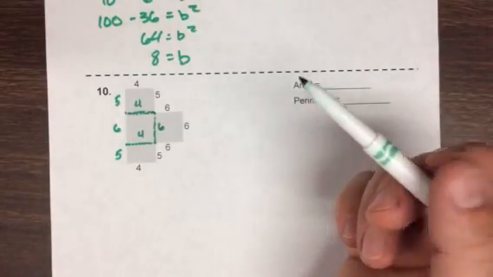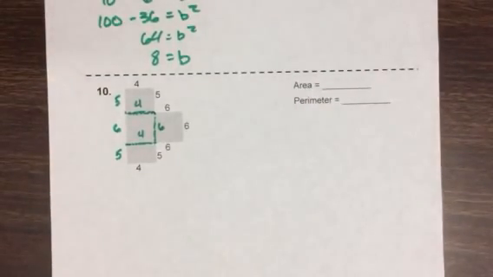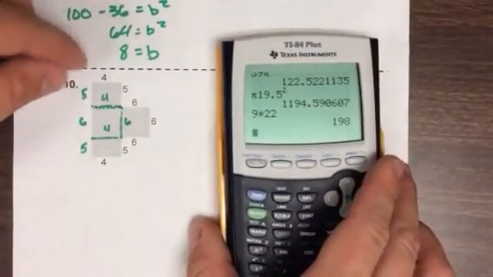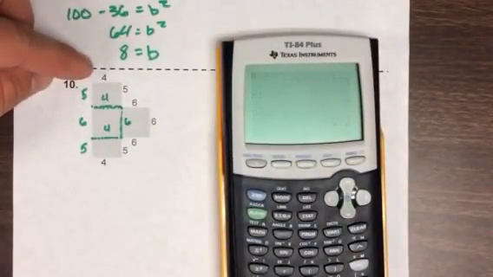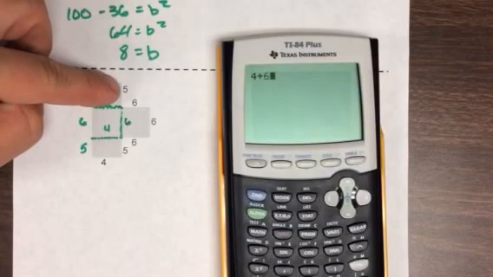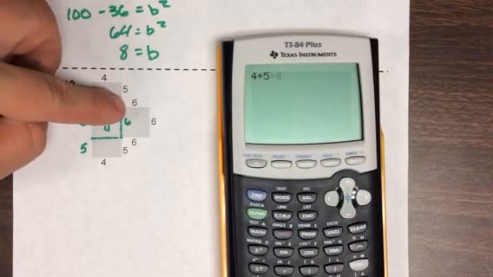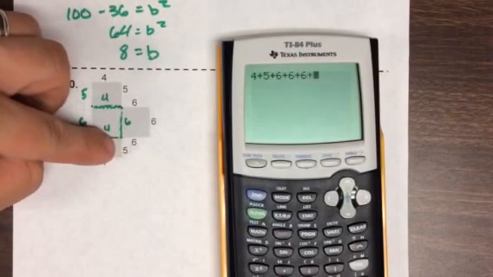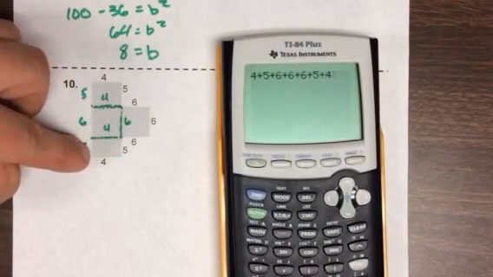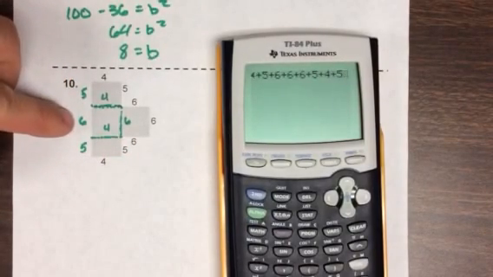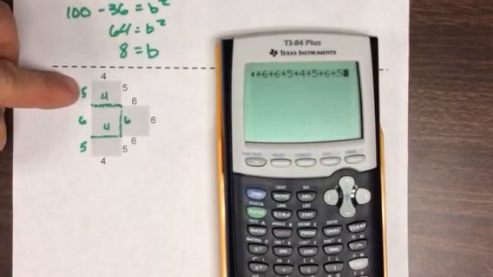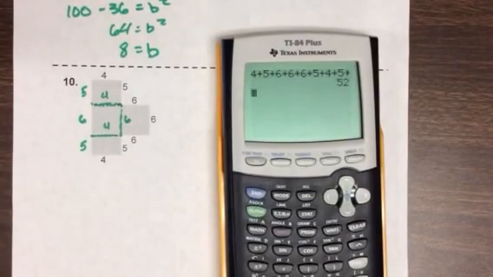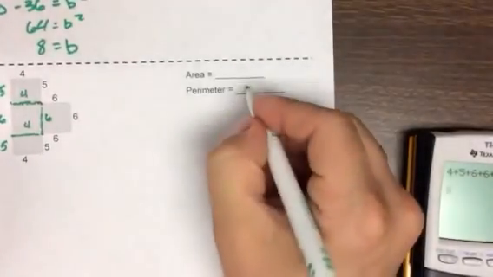Now to do the perimeter, all I need to do is add up the exterior. So I'm going to start up at the top here. I'm going to say 4 plus 5 plus 6 plus 6 plus 6 plus 5 plus 4 plus 5 plus 6 plus 5. Because the definition of a perimeter is the distance around the outside. That would be 52 units.